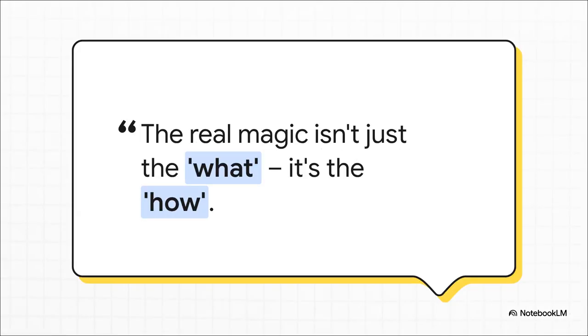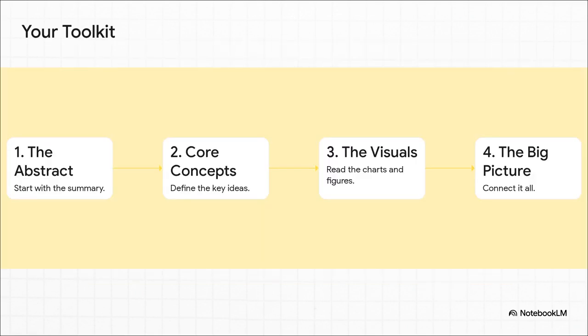So, as we wrap up this tour, what's the big idea here? I think it's this. The real magic isn't just knowing what a mixture of experts is. It's knowing how to figure that out for yourself. It's about having the skills to dive into the source. And now, you've got the toolkit to do it. It's that 4-step process. Start with the abstract, define the core concepts, read the story and the visuals, and then connect it all to the big picture.